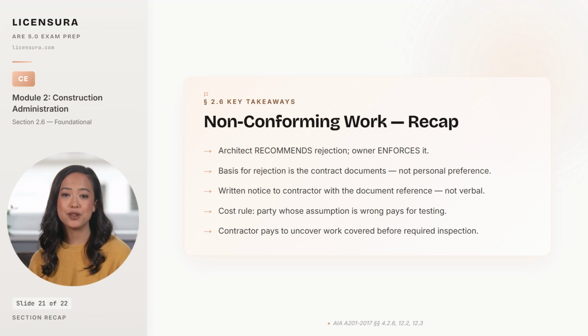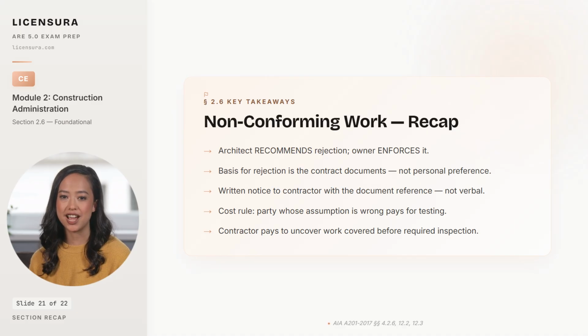5 takeaways from non-conforming work and rejection. The architect's authority is to recommend rejection, not to order it. And the owner is the party who actually enforces the rejection because the owner holds the contract with the contractor. The basis for rejection is non-conformance with the contract documents, not the architect's personal preference or aesthetic opinion. Recommending rejection on preference grounds is tortious interference, and the architect personally is sued for it. Written notice to the contractor with the specific contract document reference is the procedural requirement. Verbal observations in the field are not enough and do not survive a later dispute.